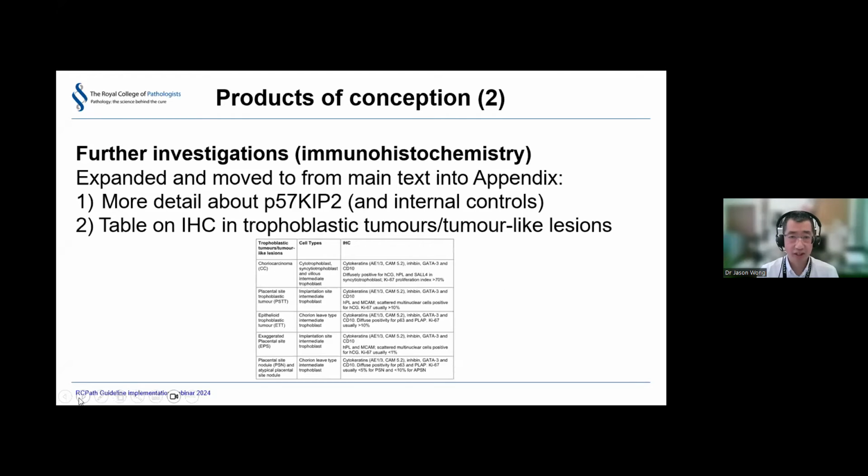And finally, the other change is that the section on immunohistochemistry has been expanded, but it's no longer in the main text. It's now been moved into its own appendix. There's more detail about the use of P57, including detail about the internal positive and negative controls you should be looking for. And there's a very helpful table of immunohistochemistry in trophoblastic tumors and trophoblastic tumor-like lesions, which summarizes the findings which were only given in text in the previous edition.